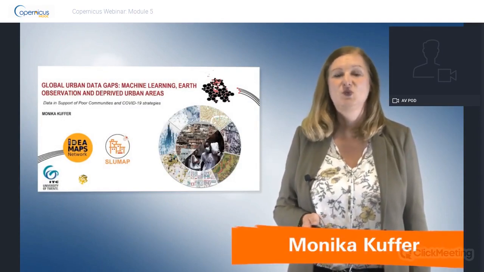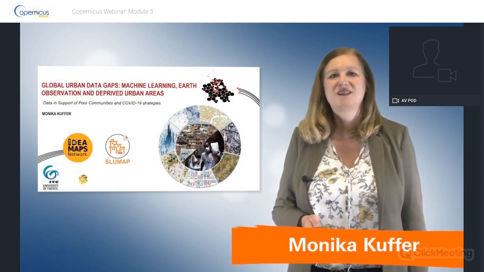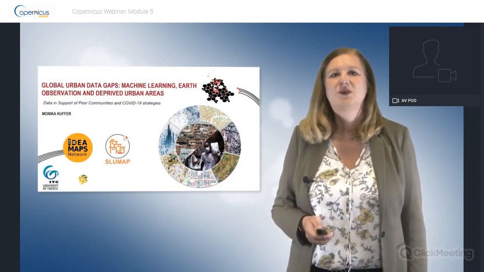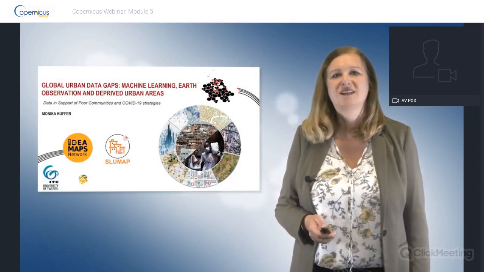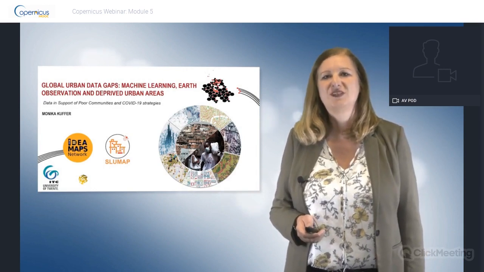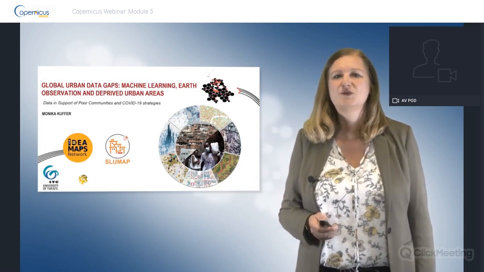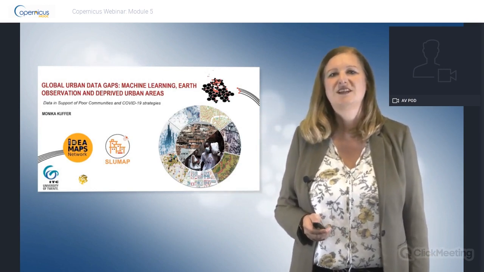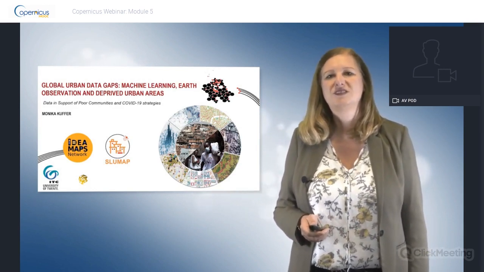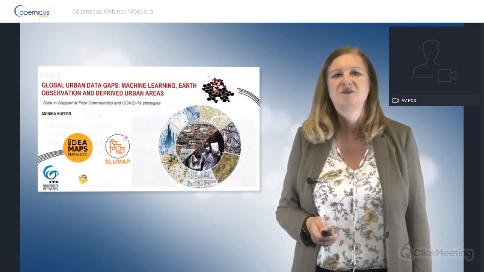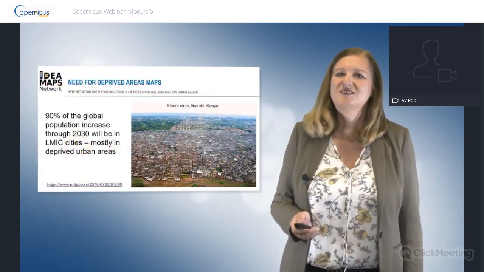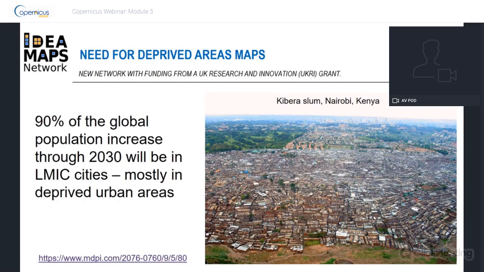I will talk about two projects, IdeaMap and SlumMap, both working on filling existing global data gaps on urban deprived communities using machine learning and Earth observation, and also responding to the present data needs in poor urban communities in the context of COVID-19. Looking at the context, it's estimated that around 90% of the global population increase will occur in low and middle-income country cities.